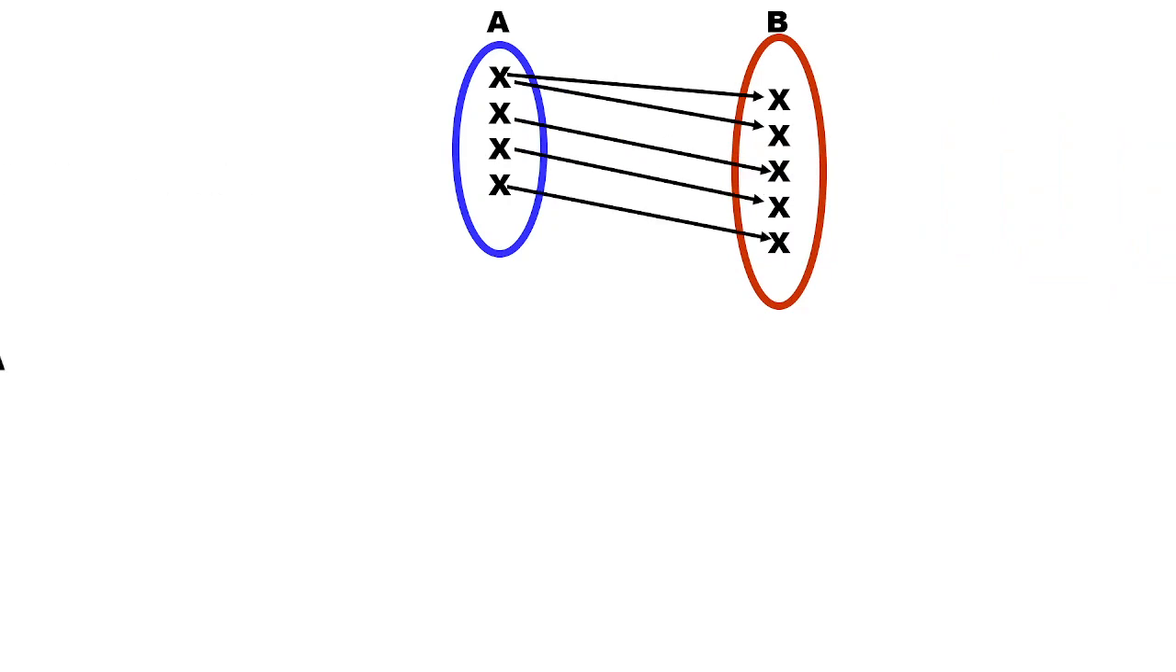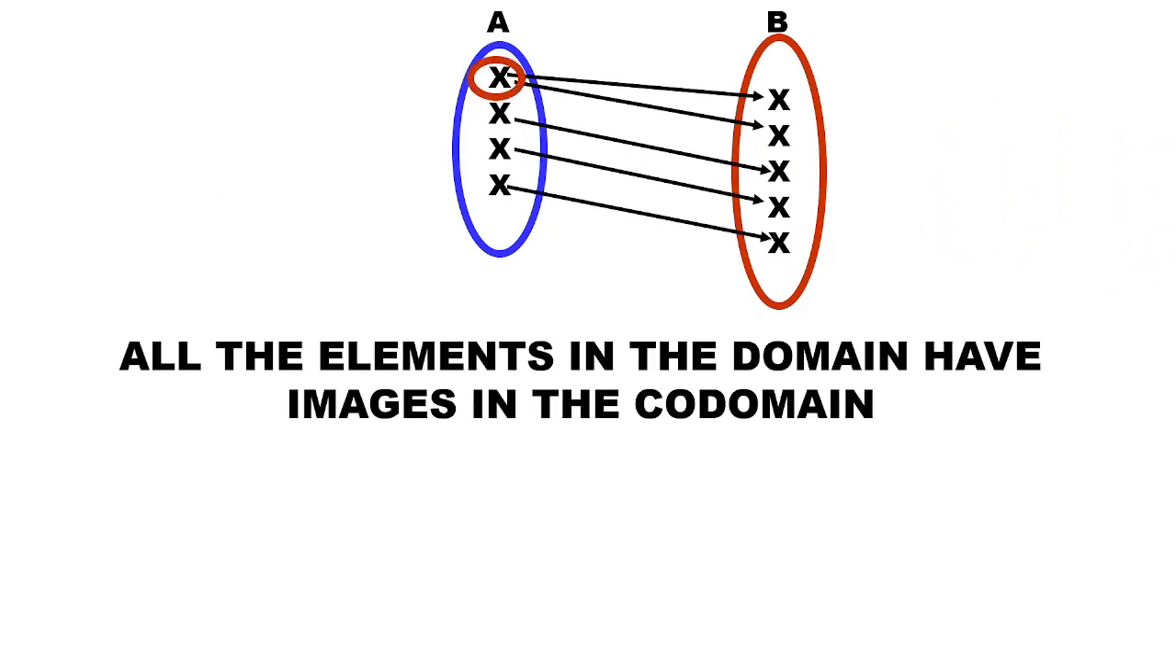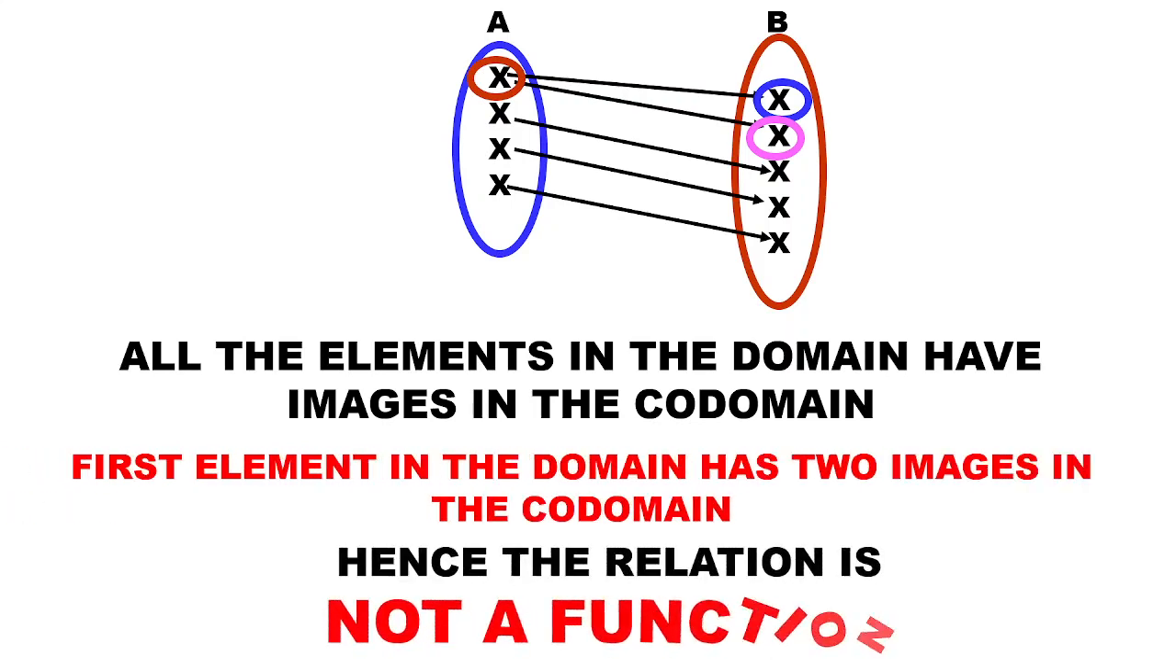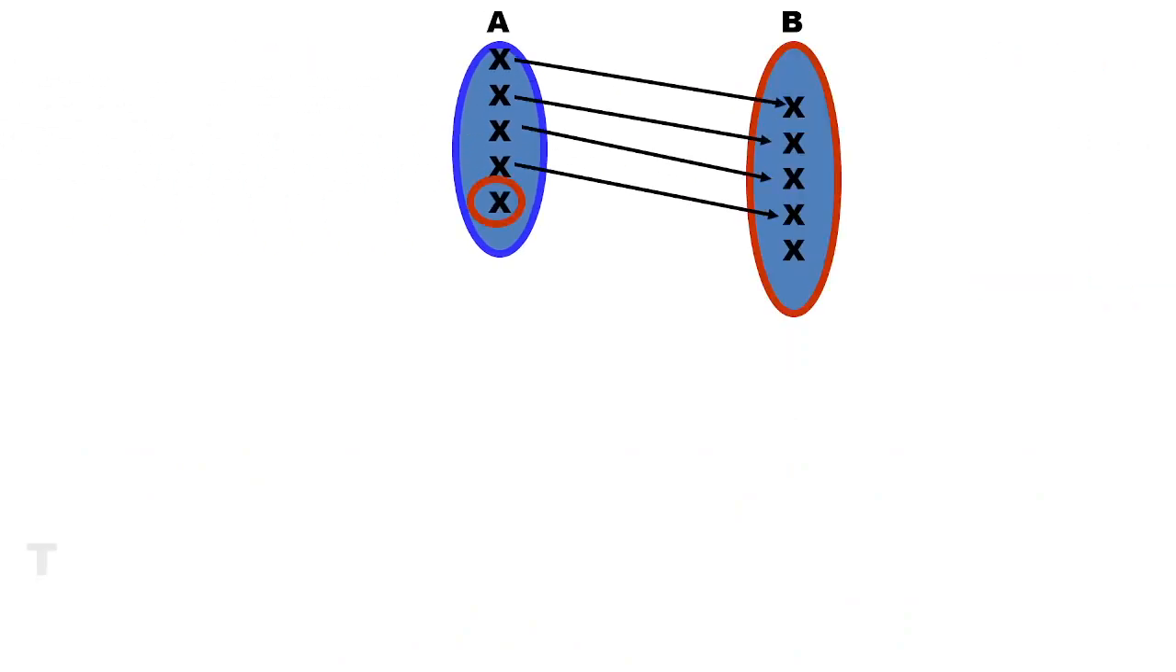I am taking another example where all the elements in the domain have images in the codomain, but one element on the left hand side has two images. Not allowed. Therefore this is not a function. This relation is not a function. You have done so many problems in class 11 checking whether the given relation is a function or not. Well, now this is another example to recollect.